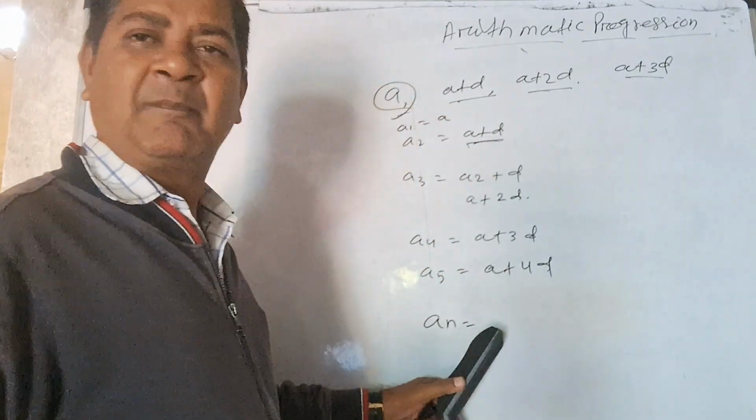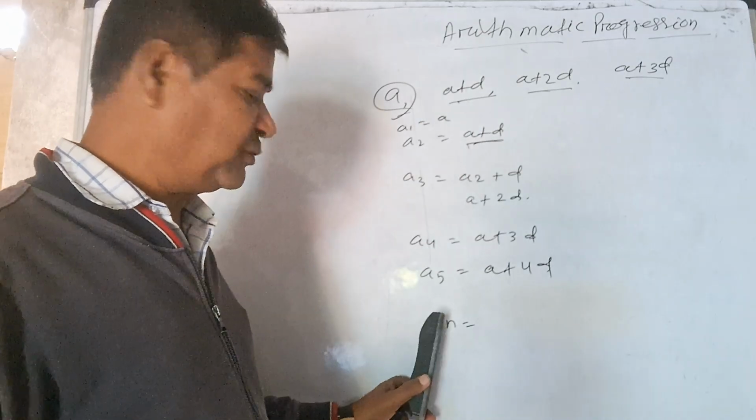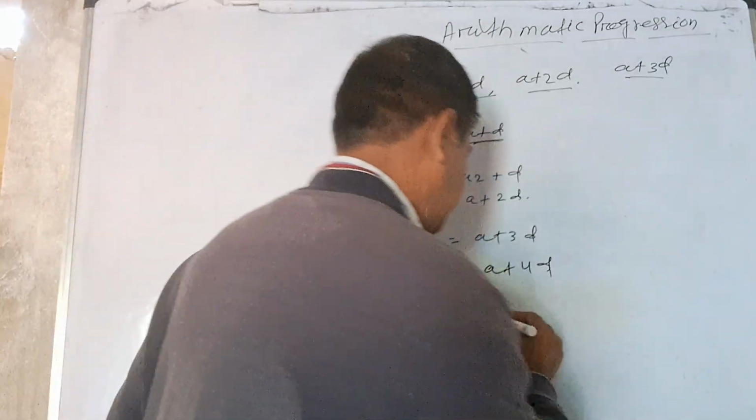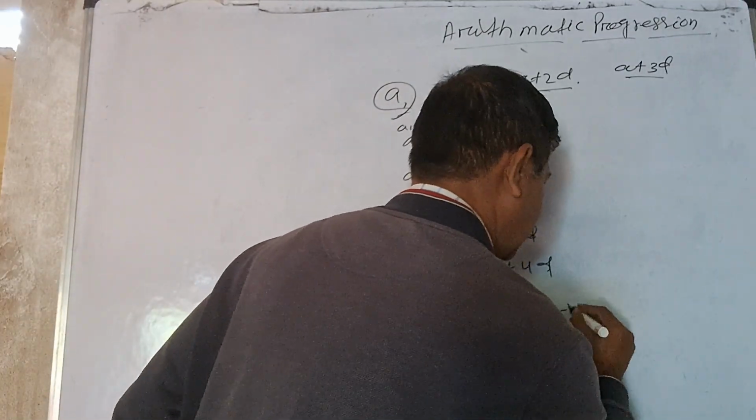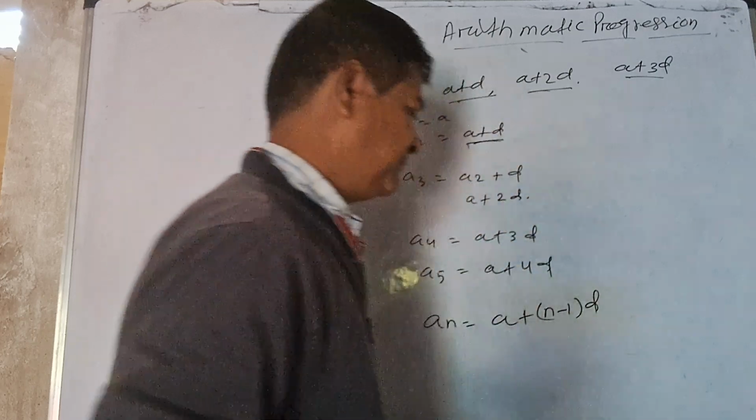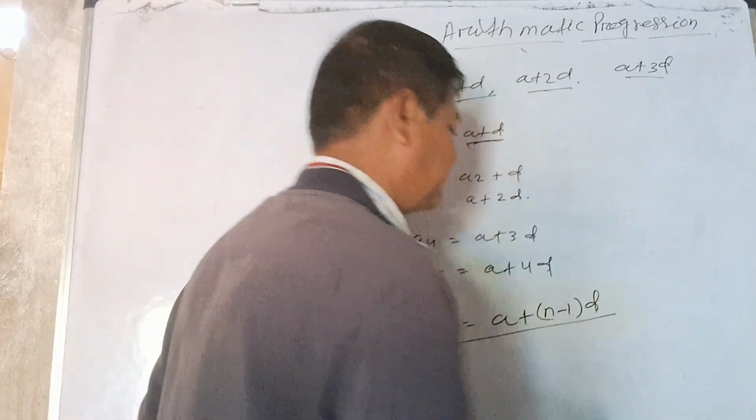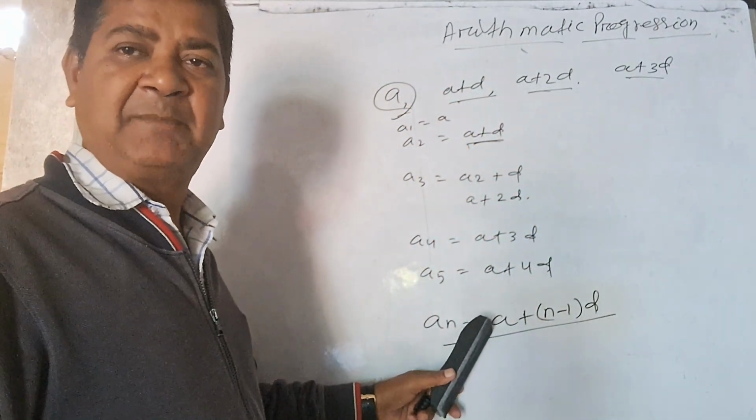What is n? Number of terms. Let the number of terms be n. Then an will be a plus n minus 1 into d. It is the formula of an. It is the first formula of AP.